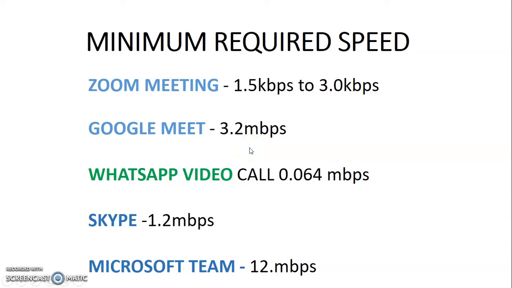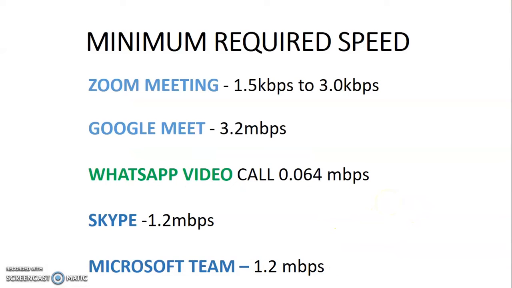Let's look at the minimum required speeds for some of the applications for video conferencing. For a Zoom meeting, you need an average of 1.5 kilobytes per second to 3.0 kilobytes per second to have an uninterrupted Zoom meeting with HD video features. If you are using the Google Meet app for your video conferencing, you need an average of 3.2 megabytes per second to have a seamless connection. For WhatsApp video call, you need a minimum of 0.64 megabytes per second. That's actually very easy to achieve.